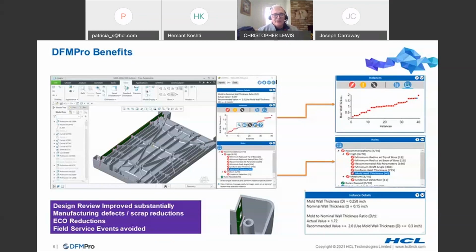Obviously, we'd like you to try, but if you can't make it perfect, DFMPro does a really excellent job of making it easy to document the areas of risk in the part, so that additional production controls can be placed on it. A lot of people assume that this is about getting engineering to do more work.